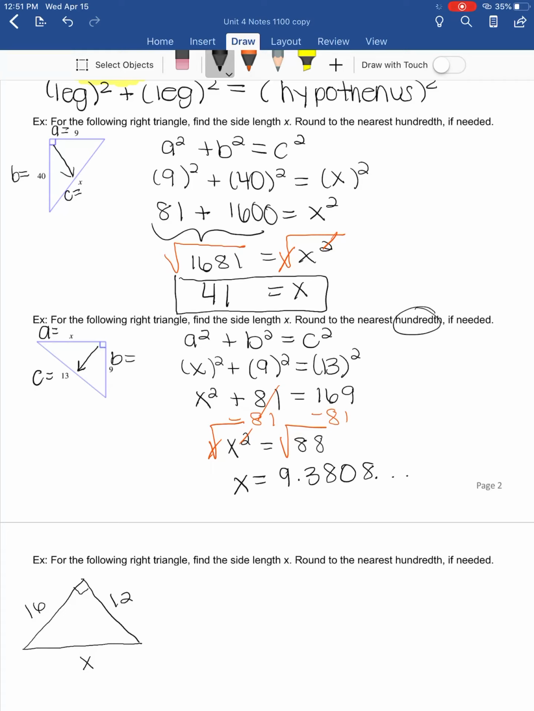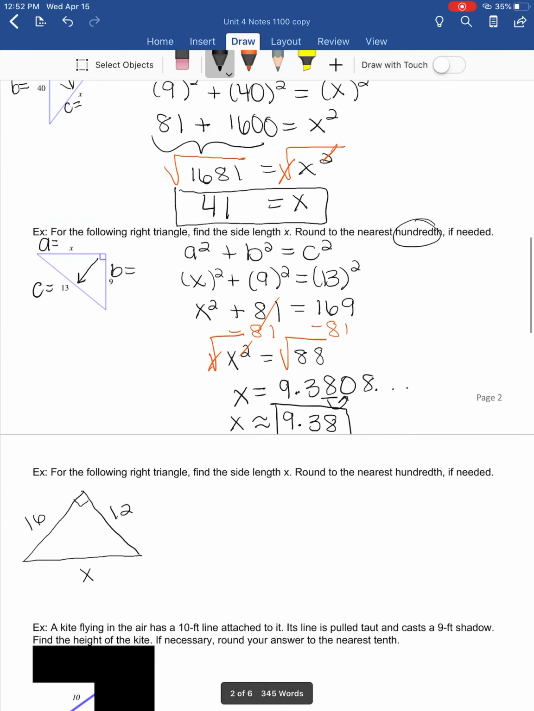So that means two numbers after the decimal. Looking after our decimal, our second number is 8. Looking next door is a 0. So that X value is going to be about 9.38. Looking next door is a 0, so it's just going to stay an 8. So X is about 9.38.